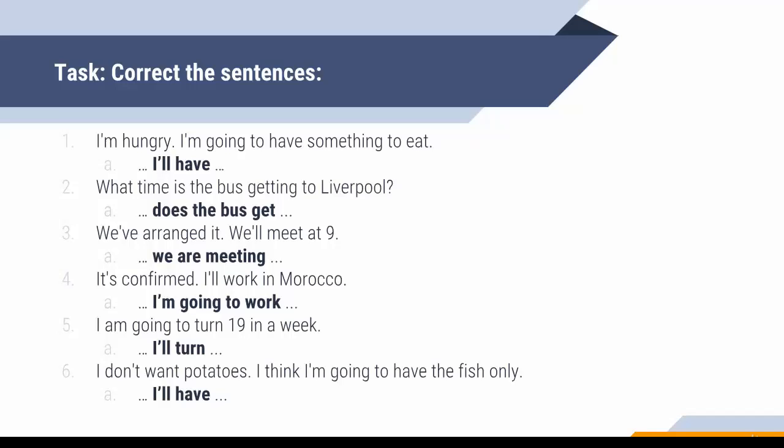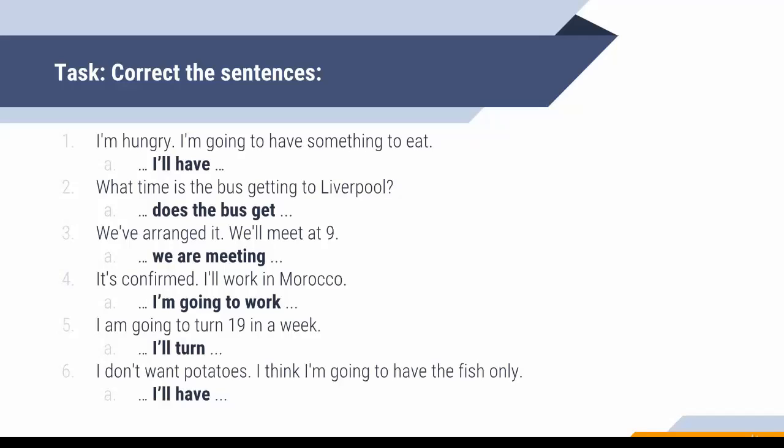We've arranged it. We'll meet at 9. We've arranged it. Personal arrangement. Present continuous. We are meeting. It's confirmed. I work in Morocco. I'm going to work. Plan. I'm going to turn 19 in a week. No, it's scheduled. It's up to the calendar. So I'll turn 19 in a week.